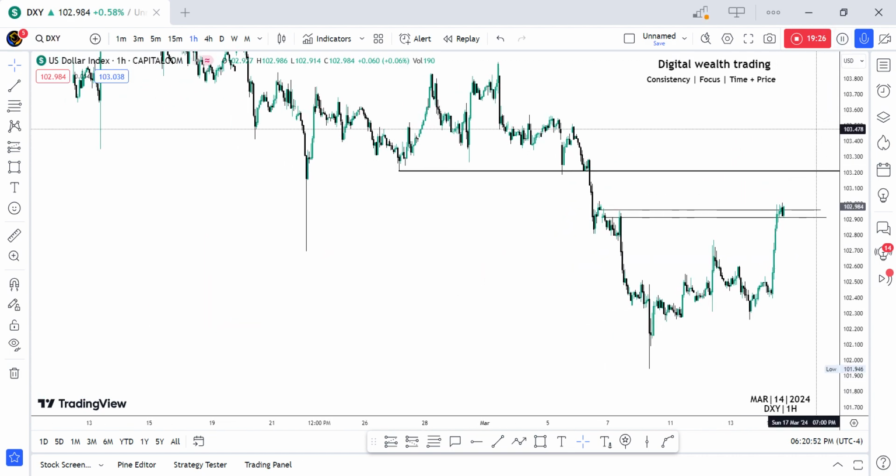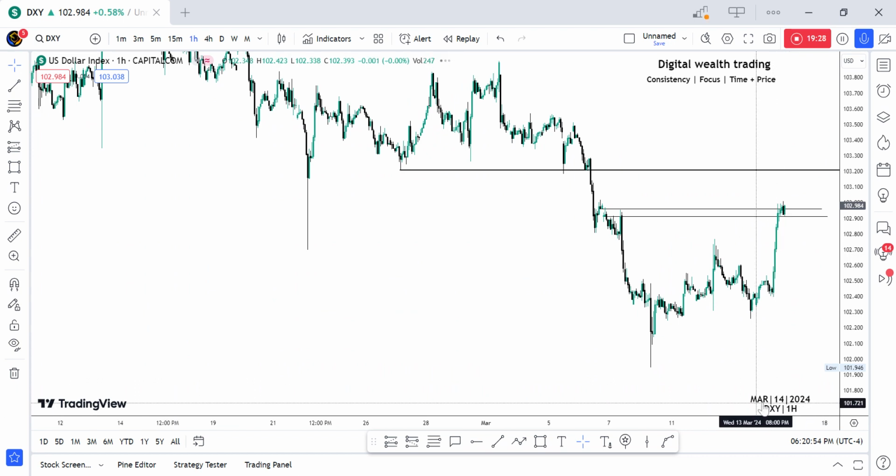So also this is the hourly contract for DXY, and also same thing is showing here. So we want to see market reduce the speed of price delivery towards this area. And I don't have much to say about this DXY because it's almost possibly the same thing.